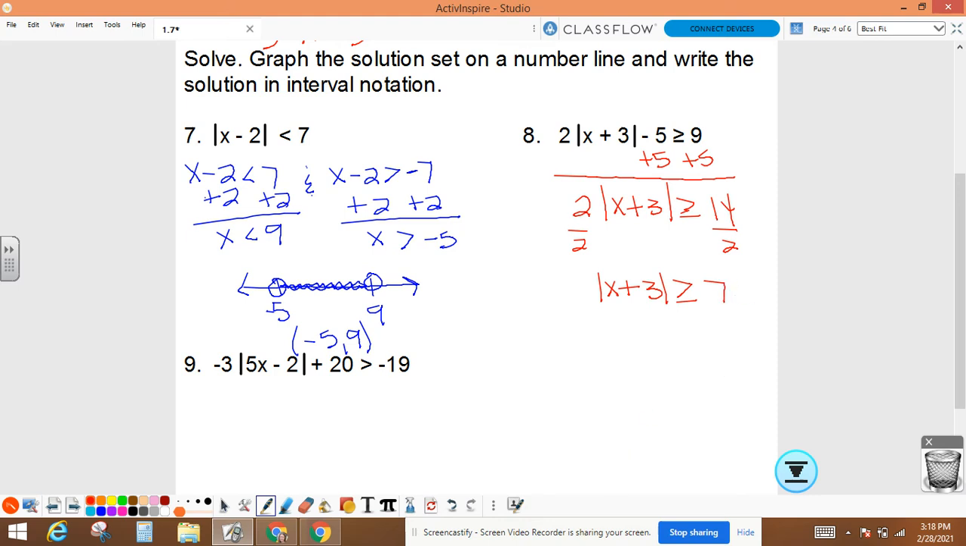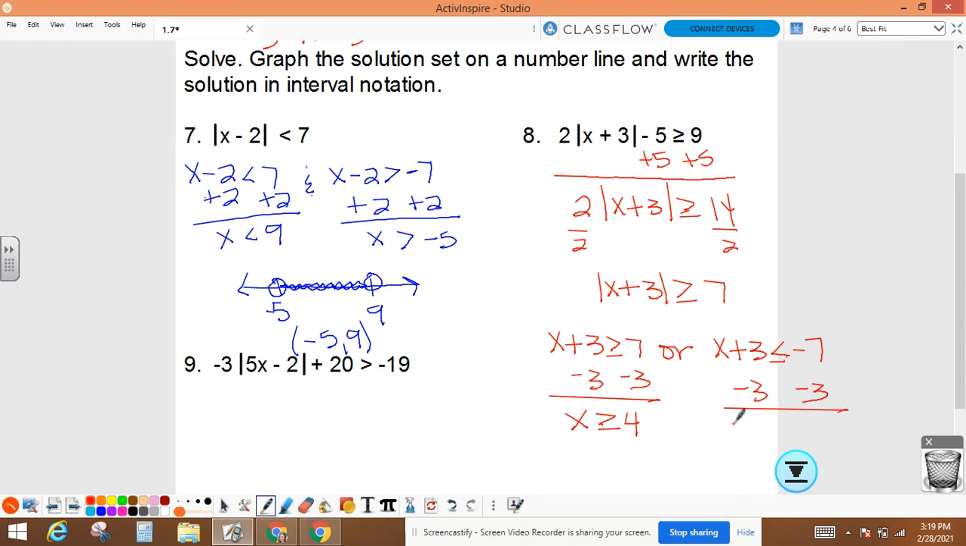Now that the absolute value is by itself, you can make your two problems. So you write it down exactly the same, just lose the bars. It's a greater than at the point that I split, so we make it an or. And then we switch the symbol and make it a negative. All right, so working this one, subtract 3. X is greater than or equal to 4. Working this one, subtract 3. X is less than or equal to negative 10.